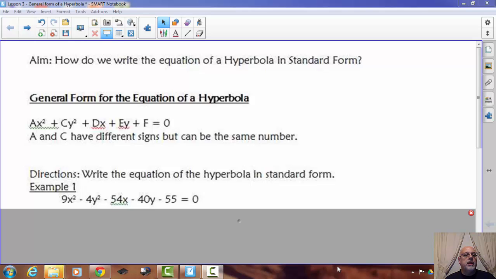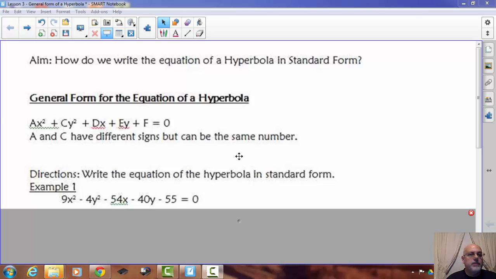Okay, there are a couple of little differences here. For instance, the coefficients of the x and the y have different signs, but they can be the same number. So one will be positive, one will be negative. This example isn't a very good example.